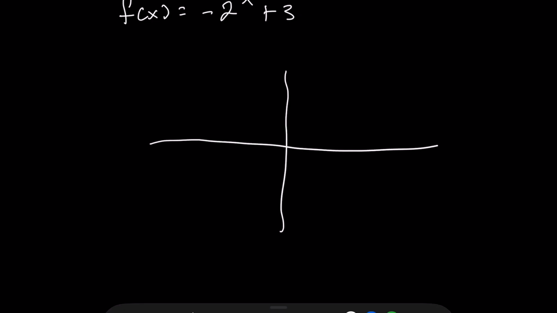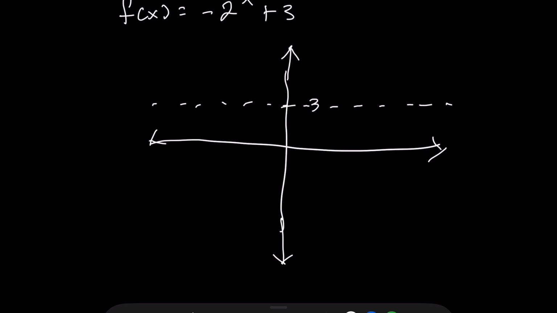If you guys remember the characteristics of an exponential graph, it always has a horizontal asymptote, and in this case, it will occur at 3. You'll also notice that because there's a negative here, this function will exhibit a reflection across the x-axis. So it's going to flip what a normal exponential looks like.